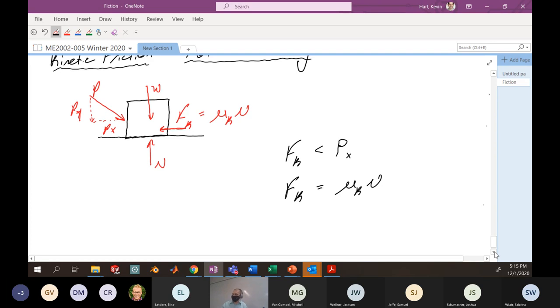So the kinetic coefficient of friction, whatever it is. And I still have that my normal force, we're sort of unaffected in the y direction, is still going to be this py plus N. Oh, sorry, plus w. So there you go. Your four different kinds of friction and what's going on.